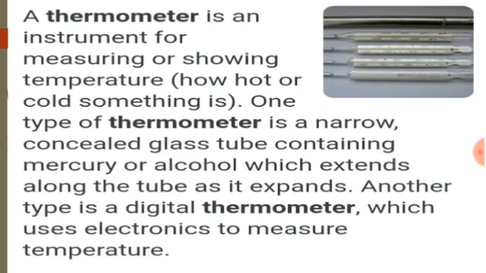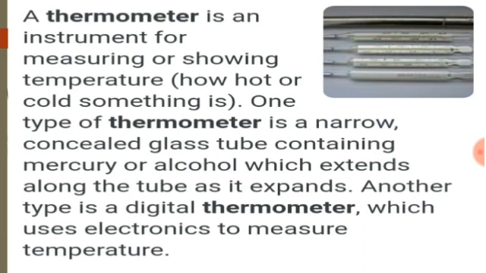To measure different kinds of things, like to measure temperature, an instrument is used which is called a thermometer. The thermometer is also used to measure hotness or coldness. A thermometer is an instrument for measuring or showing temperature, how hot or cold something is.